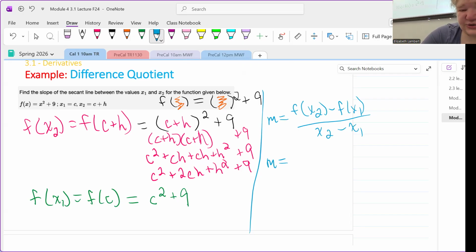So f of x2, I figured out, is my whole crazy thing that I wrote in pink. Now I'm substituting this whole expression in place of f of x2. So I'm going to use parentheses. Anytime you make a substitution, just get in the habit of wrapping it in parentheses, safe math, so you don't make any mistakes. So there's my f of x2.